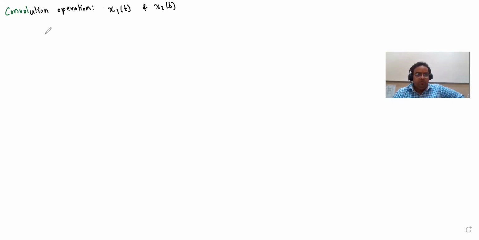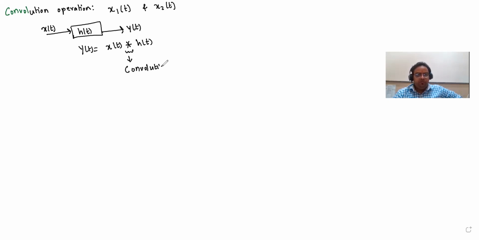So essentially, we also know the general form of an LTI system, where x of t is the input that is given to a particular LTI system, h of t, and we get the output y of t. We know that the output y of t is essentially the convolution between x of t and h of t. This is how we denote convolution.